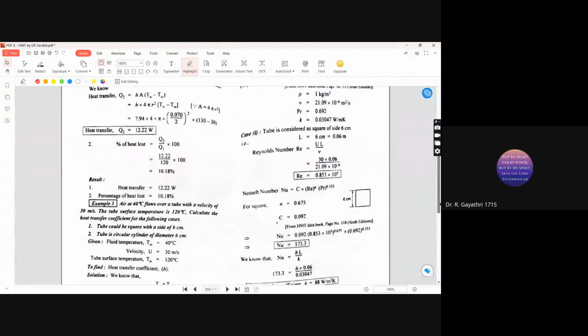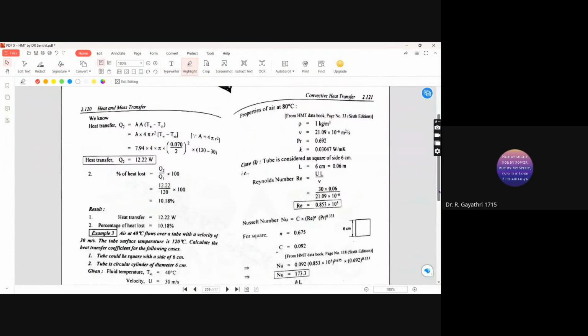In this question, the percentage of heat loss is asked. The percentage of heat loss can be calculated using Newton's law of cooling, which includes surface area and the temperature difference between wall and fluid. Here, the sphere surface area is 4πr². We know the radius of the sphere. After substituting all known parameters on the right side of the equation, we can find Q2. Percentage of heat loss means Q2 upon Q1 into 100.